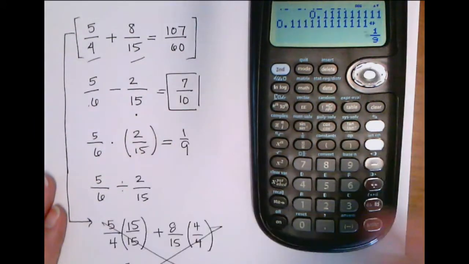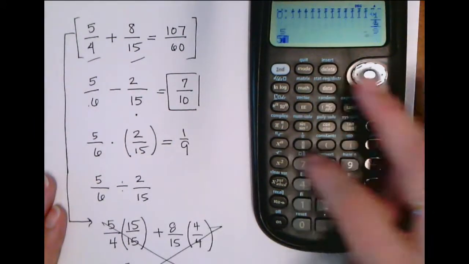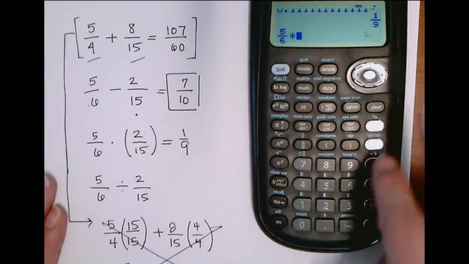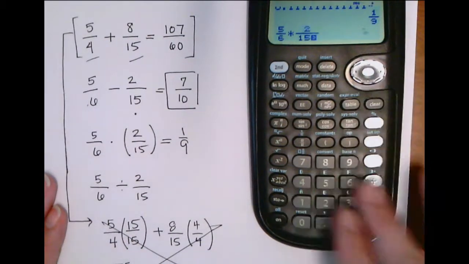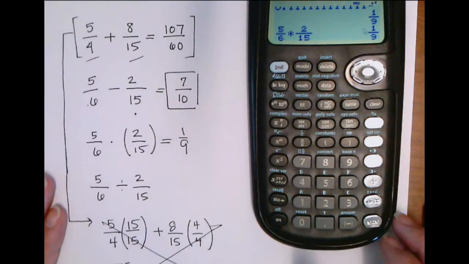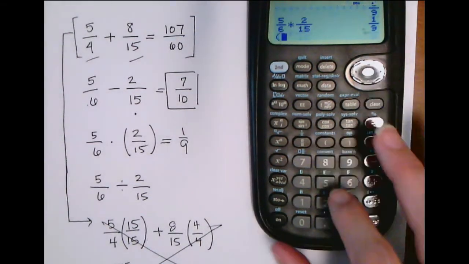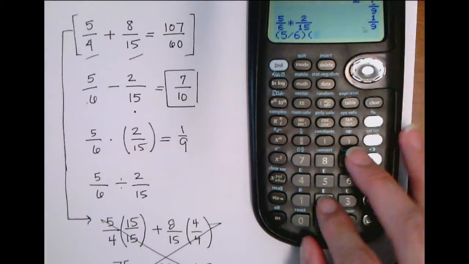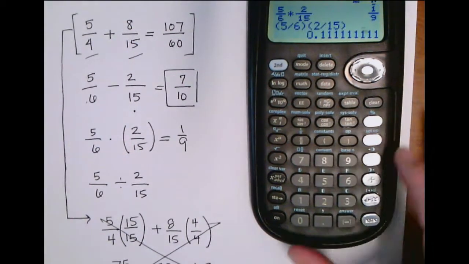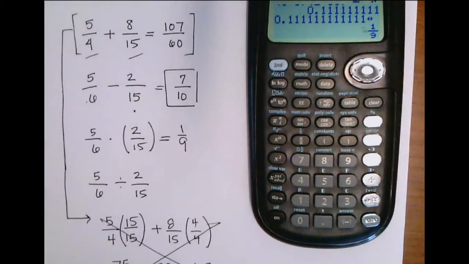So 2 ways to do that. You could have done 5/6 times 2/15, or you can do it just mathematically as 5 divided by 6 times 2 divided by 15, and then convert it to a fraction. Division's the same thing. You have your options.